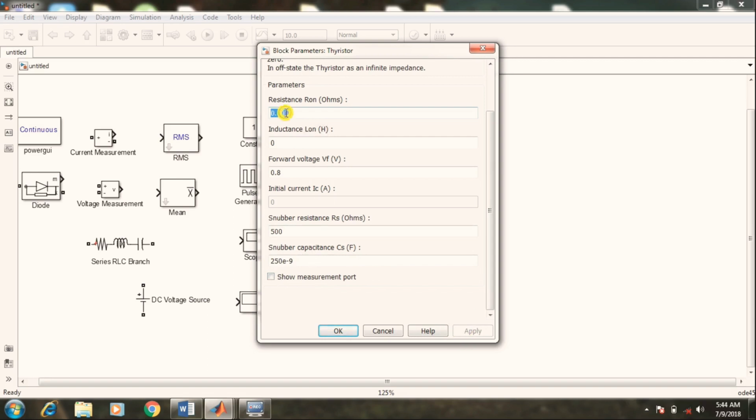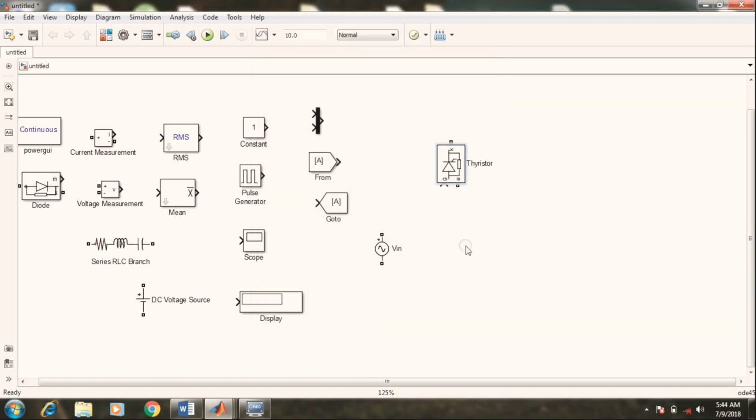I want this snubber circuit and I want this to be near to idealness. So putting 2 zeros there. Here also I would like to put 2 zeros. So I don't want inductance. So forward voltage I reduced it. Snubber circuit is there. Simply apply and OK. This is the block.